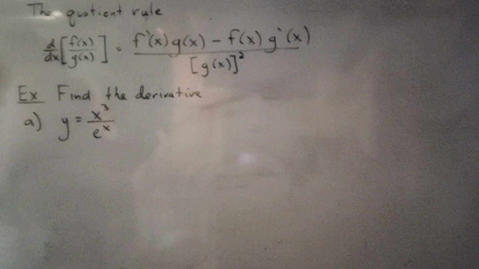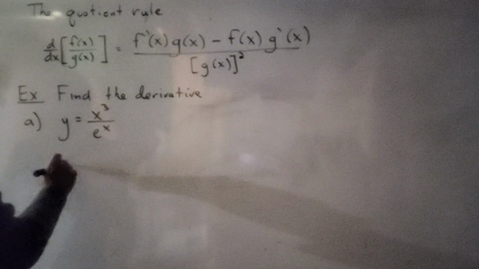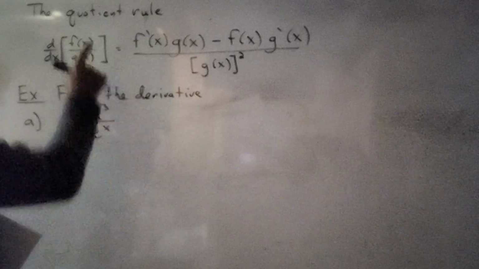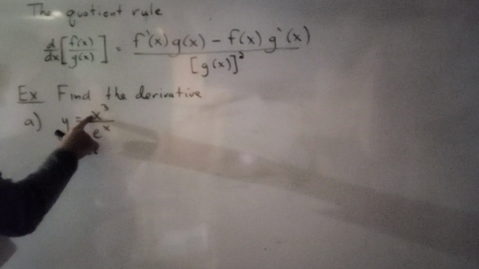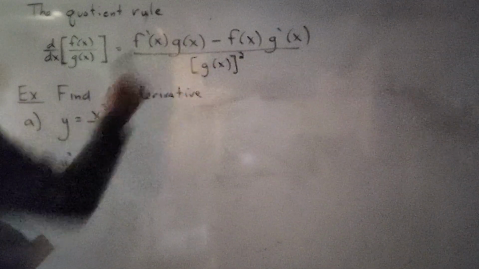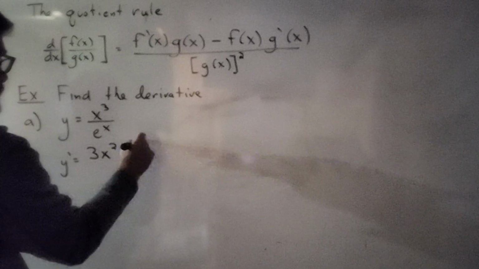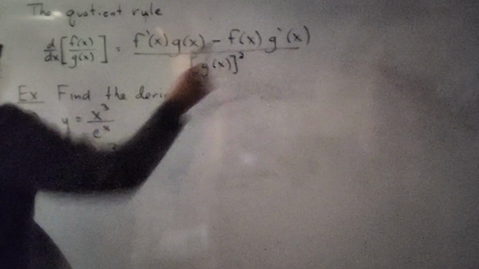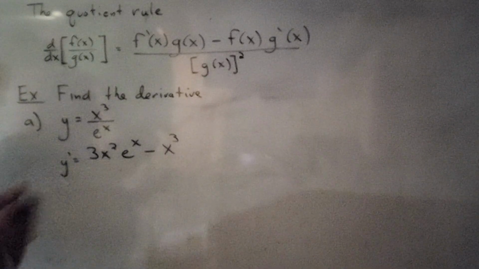So if I want to take the derivative with respect to x of this quotient, I know that y prime, using the statement above, says I have to take the derivative of the numerator first. So the derivative of the numerator is going to be 3x squared. And then you have to multiply by the denominator just being e to the x. Minus the numerator, so the numerator being x cubed, times the derivative of the denominator.